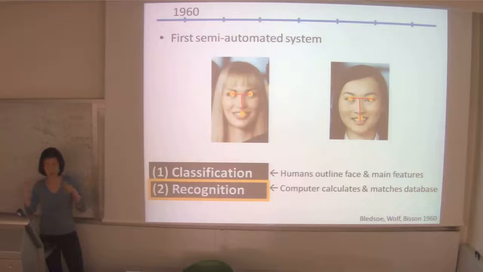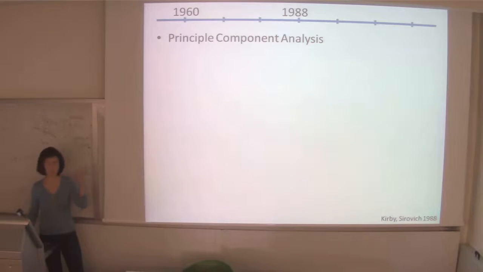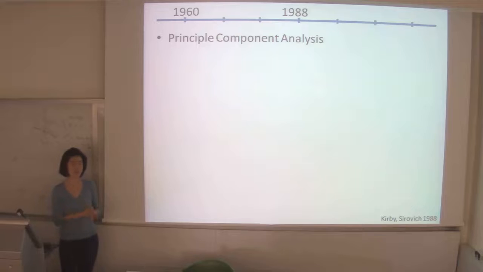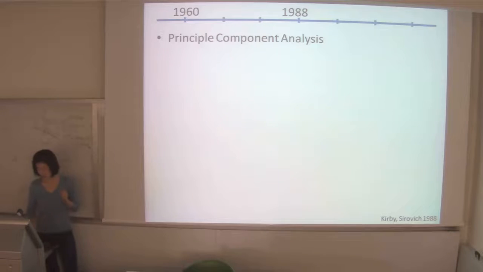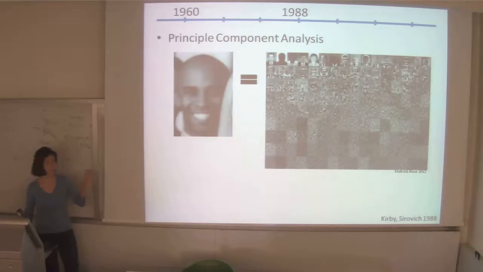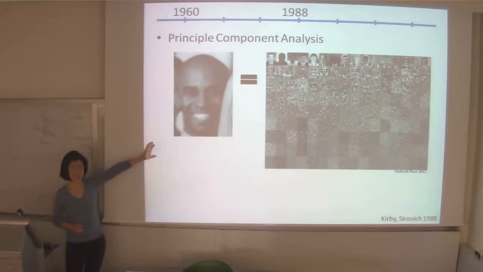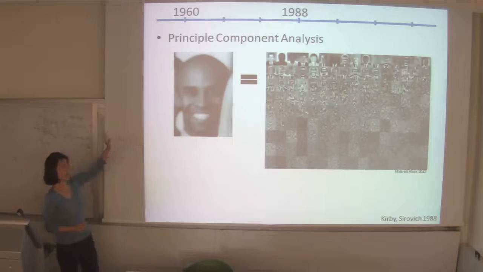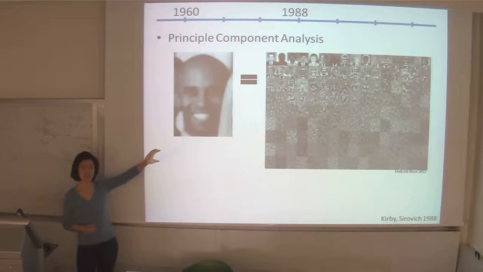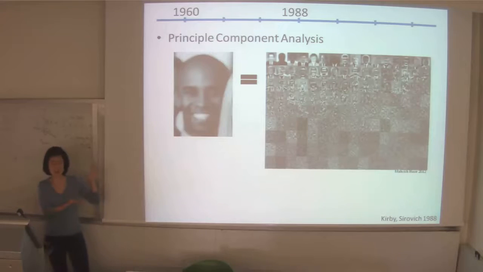They did this semi-automated system for about 30 years, and it wasn't until the late 1980s that somebody started applying principal component analysis to face recognition. It might sound very complicated, but it's actually very simple. You take a main image, and you say this main image can be represented by a linear combination of sub-images. So it's essentially linear algebra. Instead of numbers, you have images.